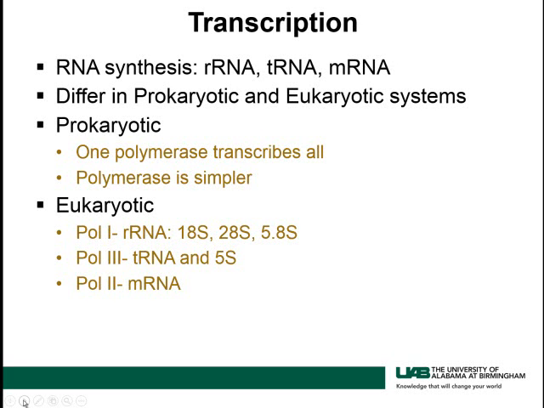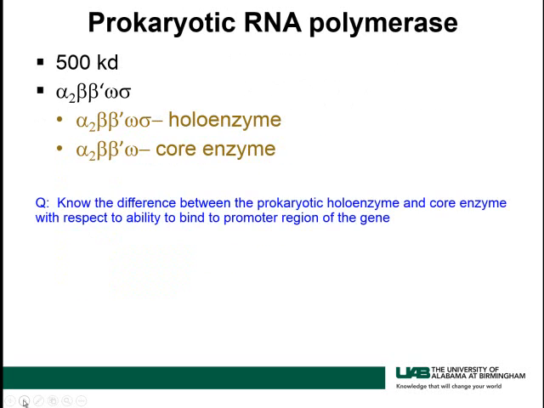For instance, RNA polymerase 1 transcribes ribosomal RNAs 18S, 28S, and 5.8S. RNA polymerase 3 transcribes transfer RNA and the 5S ribosomal RNA. And RNA polymerase 2 transcribes the one that we're very familiar with, and that is messenger RNA. We're going to focus mostly on the prokaryotic polymerase.